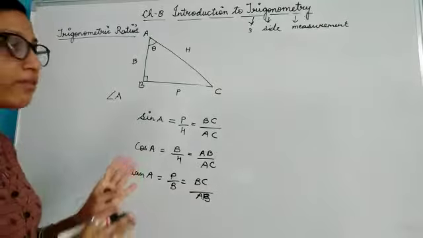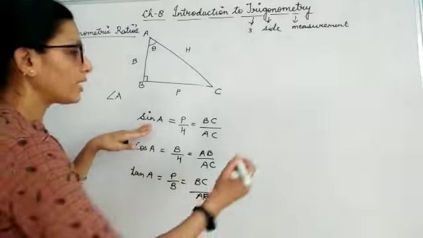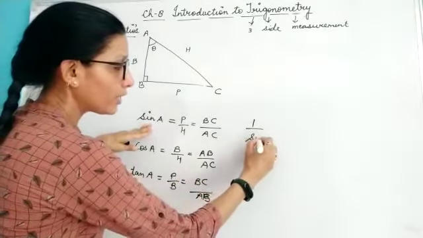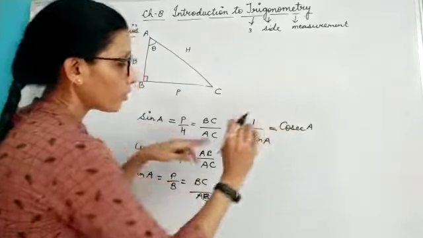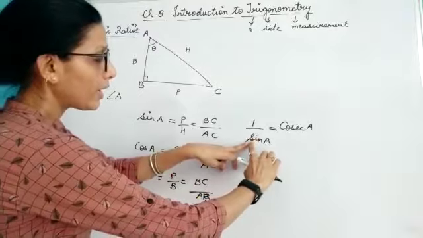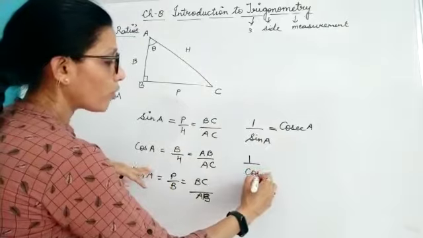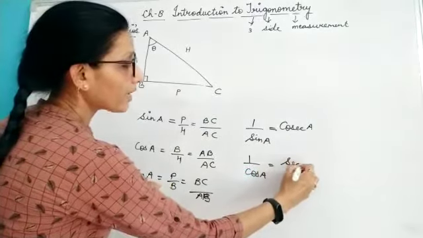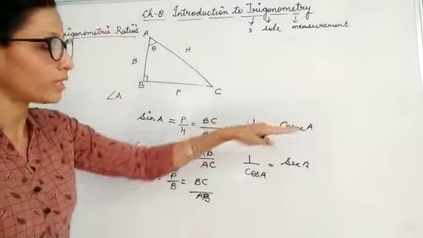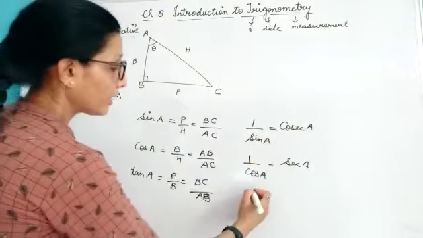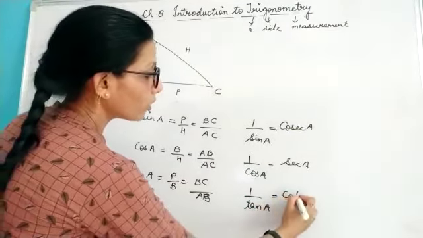Now children, we have the reciprocals of sine A, cos A and tan A. Reciprocal of sine A is also known as cosec A. You can remember like this: when S is there, C will come. Reciprocal of cos A will give you sec A. Always S and C will come. If it is sine A, cosec will come. If it is cos A, sec will come. Then it will be 1 by tan A, which is equal to cot A.